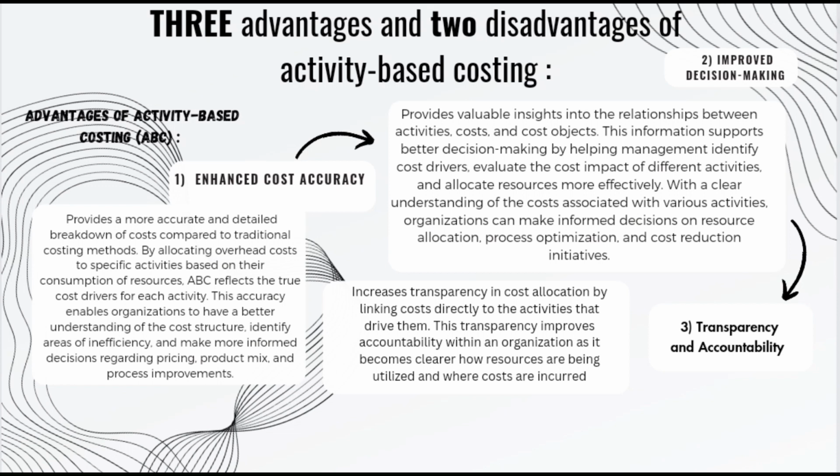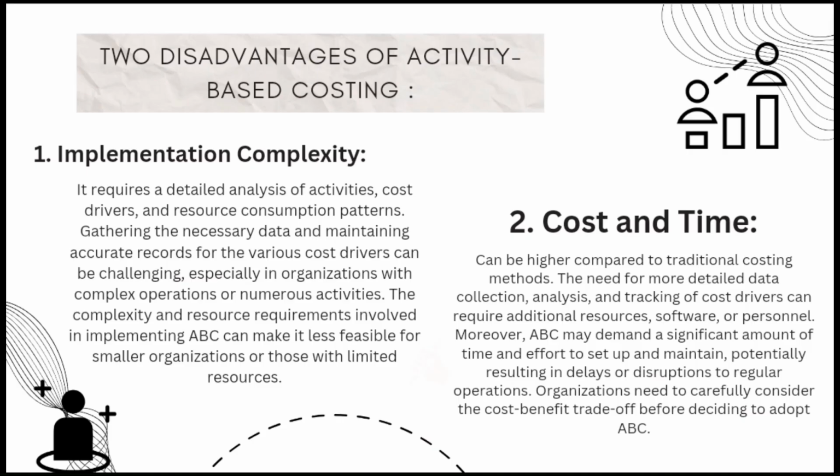Last but not least, we have transparency and accountability, which increases transparency in cost allocation by linking costs directly to the activity. It also improves accountability within the organization as it becomes clearer how resources are being utilized and where costs are incurred. We also have two disadvantages of activity-based costing.